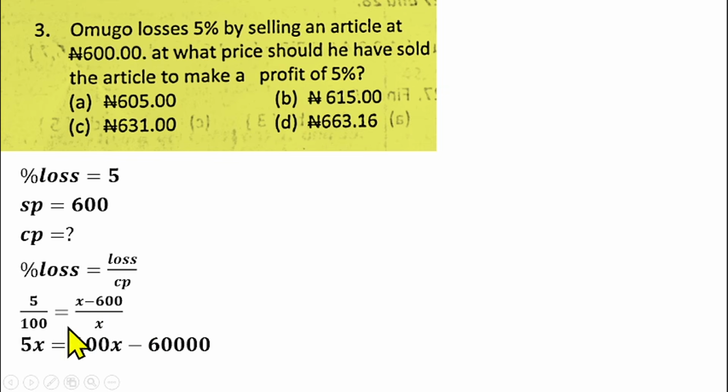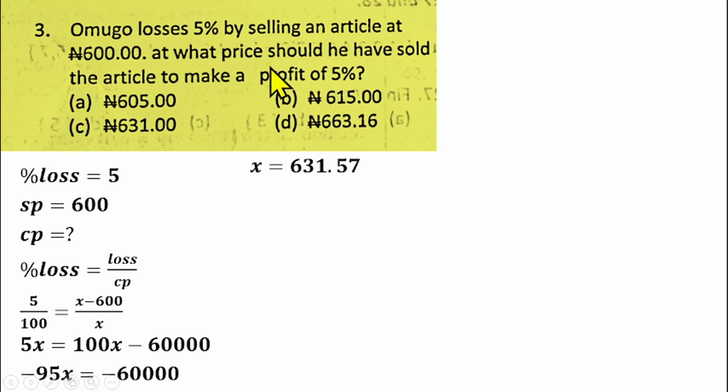price. So if you cross multiply, 5 times x gives us 5x equals 100 times x minus 600, that will give us 100x minus 60,000. From there, if you collect the like terms, you'll have 5x minus 100x, that gives us minus 95x, which is equal to minus 60,000. Then divide both sides by 95, that should give us x to be 631 naira 57 kobo. So that's the cost price. But the question says we should find what will be the selling price. What should have been the selling price?